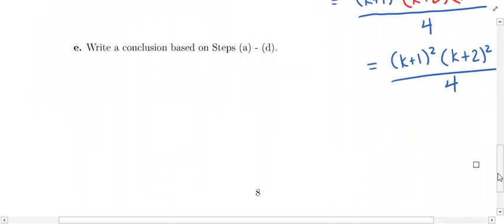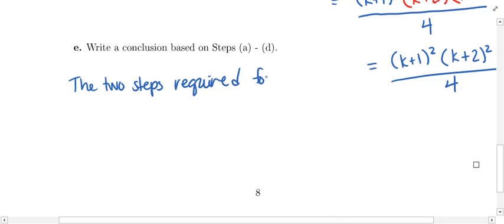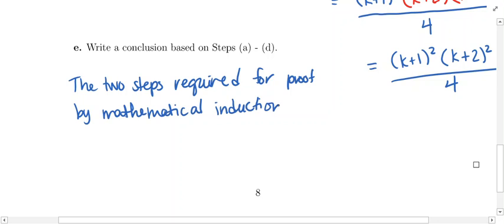In part E, we need to write a conclusion for the entire problem. In part A, we did the base case, proved that the statement held for n equals 1. In part D, we did the induction step that if we assume it for some positive integer, then the statement will also be true for the next counting number. So we just summarize the 2 steps required for proof by mathematical induction have been completed.